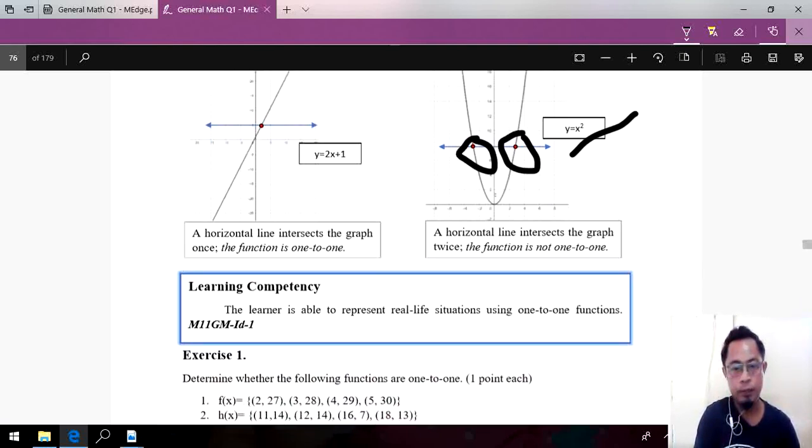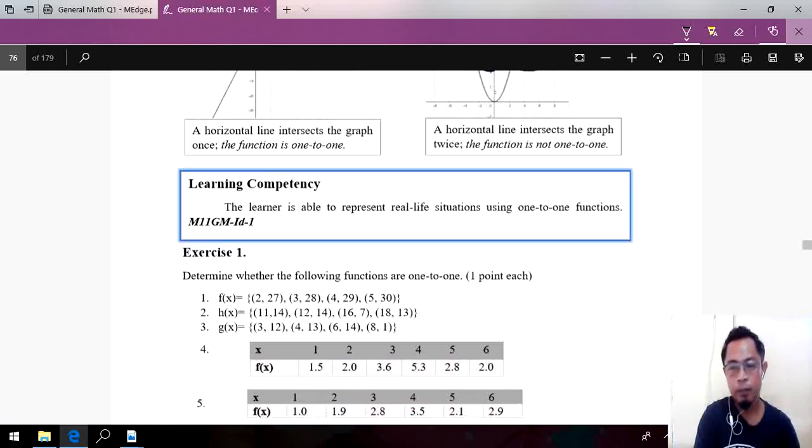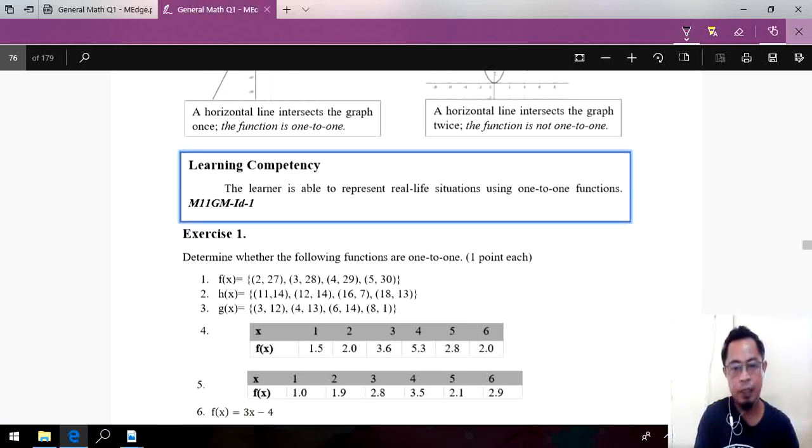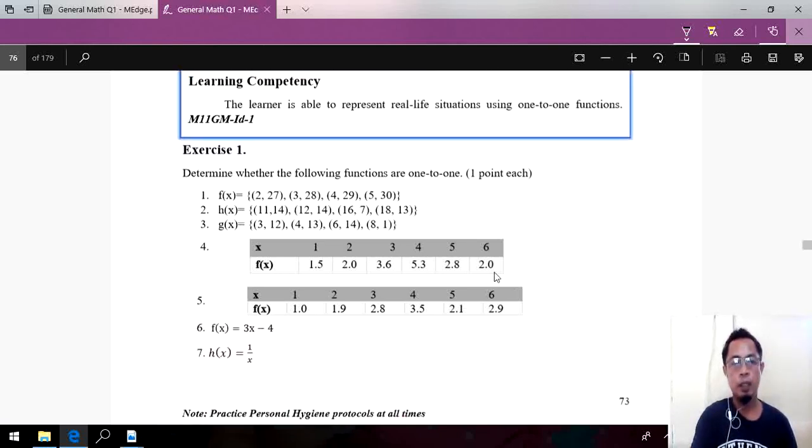So, moving on. Again, in this learning activity sheet, ang gusto nating makita dito is kayo is able to represent a real-life situation using one-to-one function. And to further understand and appreciate this learning competency, we have these exercises. We are going to determine the following functions, whether it is one-to-one. So let's have the first.